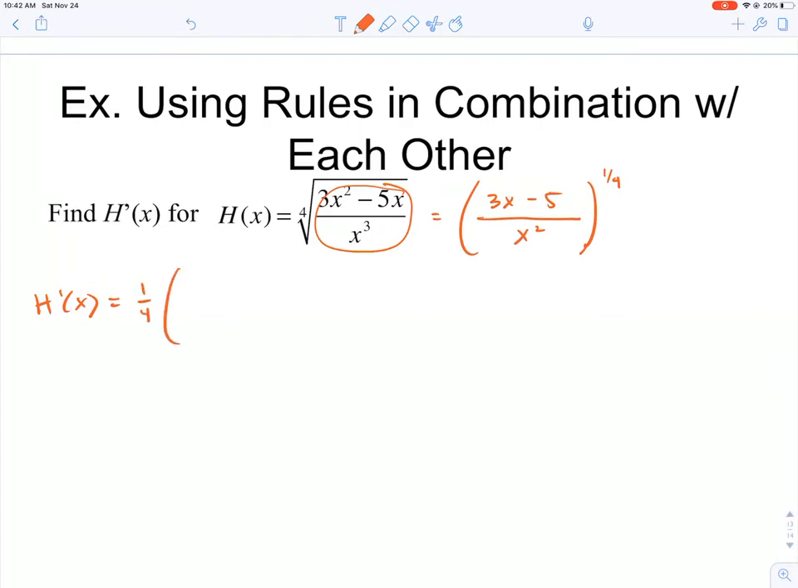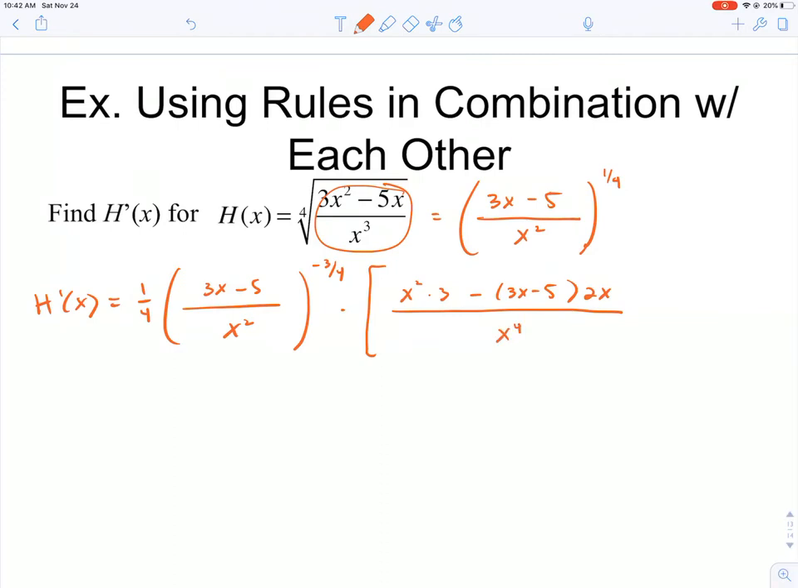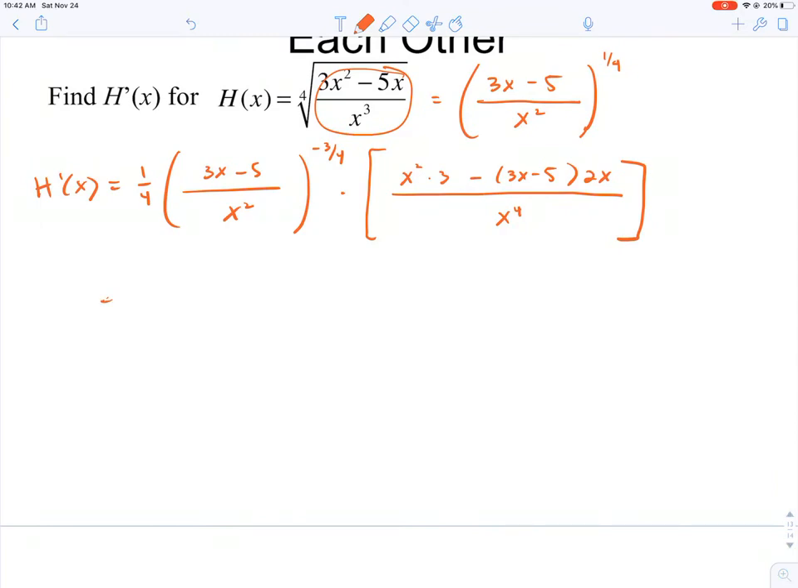So derivative of the outside, negative 3/4. Okay, leave the inside alone. Okay, and now times the derivative of the inside. Well, to find the derivative of the inside, we're going to use quotient rule. So low d high minus high d low all over low low. Okay, clean up the numerator a bit. That will be 3x squared minus 6x squared plus 10x.